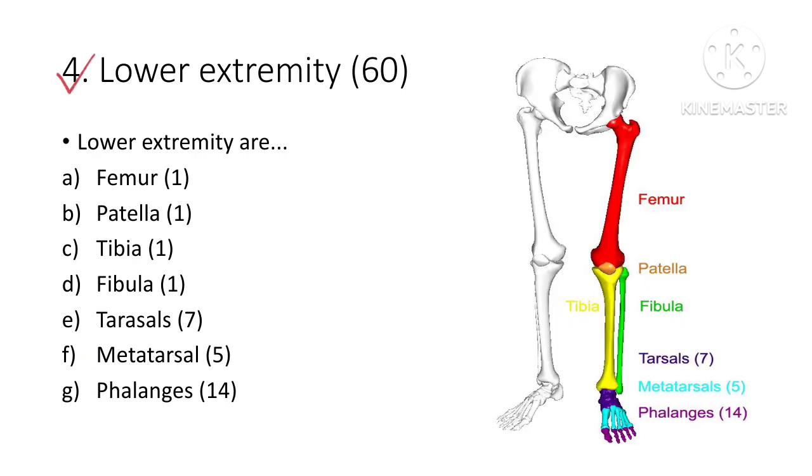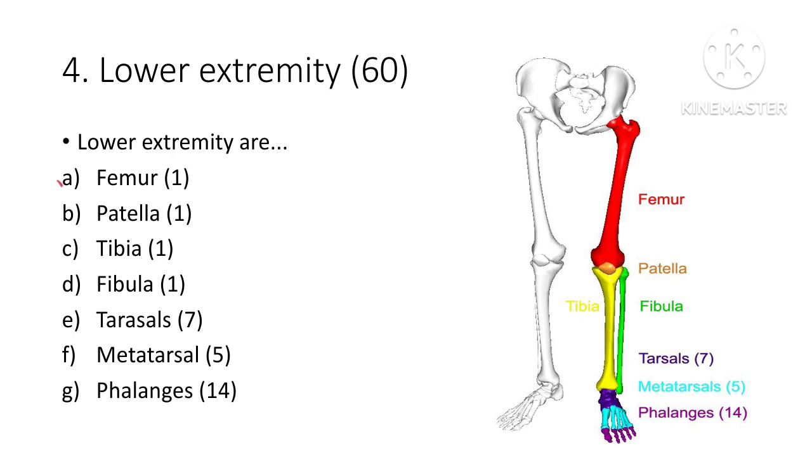The lower extremity, also known as the lower limb or leg, is the part of the body that extends from the hip to the toes. It consists of several bones, including the femur, patella, tibia, fibula, tarsals, metatarsals, and phalanges.